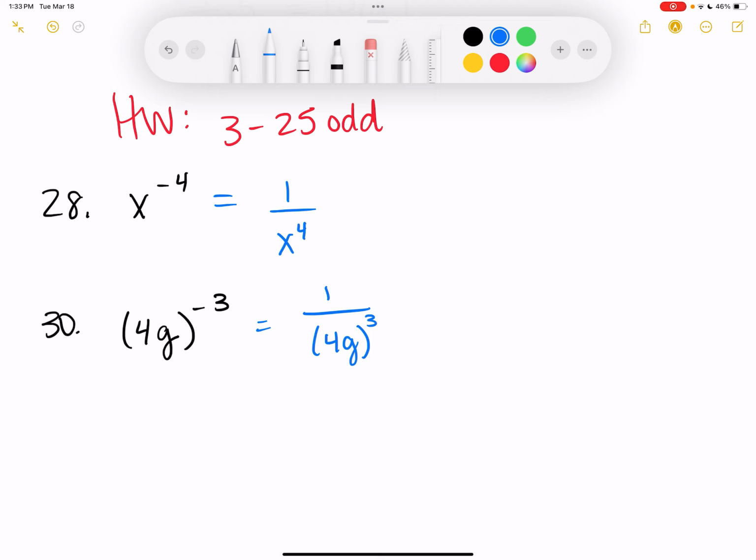Now what happens to that cube? Distribute. So what do I get when I do that? 4 to the first, g to the first. 1 over 4 cubed, g cubed. What is 4 cubed? 4 cubed is 64. Yep. So 1 over 64 g cubed.